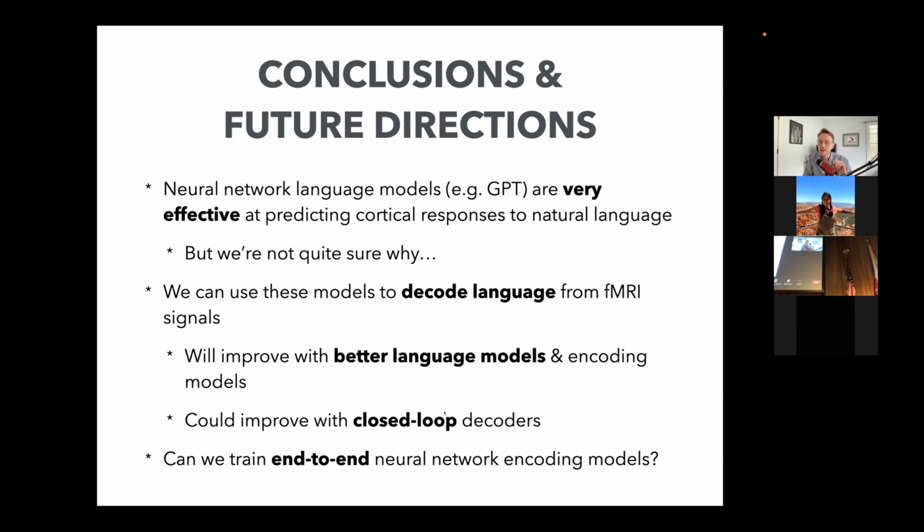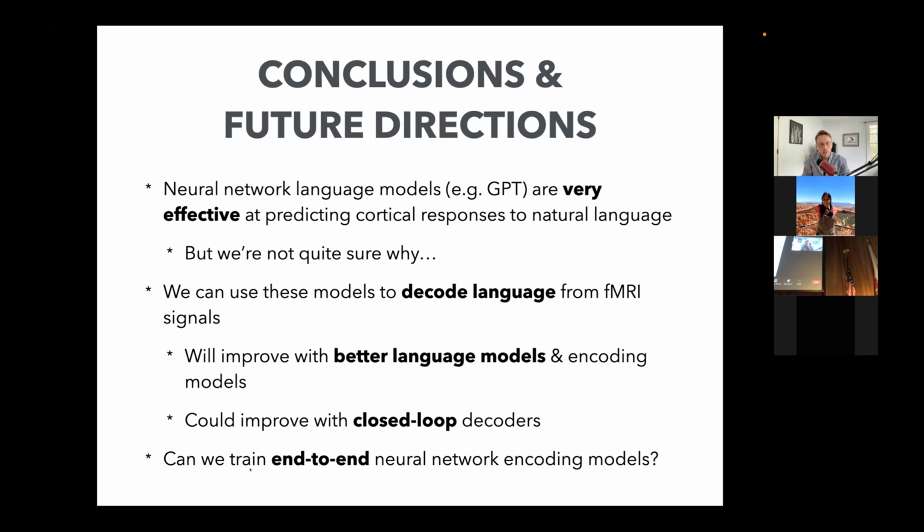We also think we can make it a lot better with a closed loop decoder. That would be where the subject can actually see what's being decoded from their brain, so they can adapt to that as well as the decoder adapts to them. There's a lot of literature showing that this just works much better.